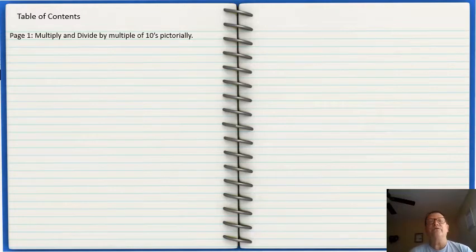Now here is your table of contents. We're using just a regular single subject notebook. In the very first page, I want you to put a table of contents because I want you to be able to use these notes as a reference. So if you don't remember exactly how to do something, you should be able to go to your table of contents, see what lesson that is that we worked on, and then you're going to have your page number so you know exactly where to go. Now today, we're going to be starting off with multiplying and dividing by multiples of tens pictorially. So you should go ahead and put this in your notes for page 1.